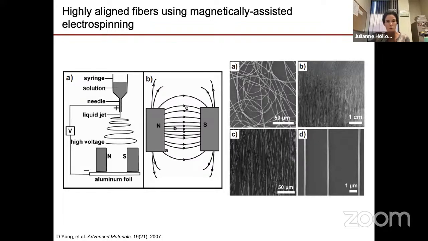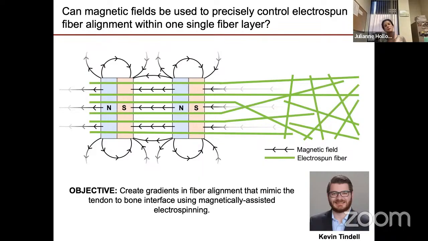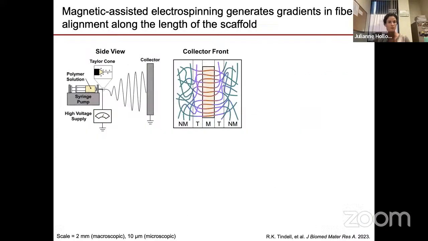And so we propose that we could then use magnetic fields to precisely control where and in what direction we were able to get these highly aligned fibers, and again, all within one single fiber layer. And that this could be done in order to mimic that tendon to bone interface in terms of the structure. And this work has really been led by recently graduated student, Kevin Tyndall.